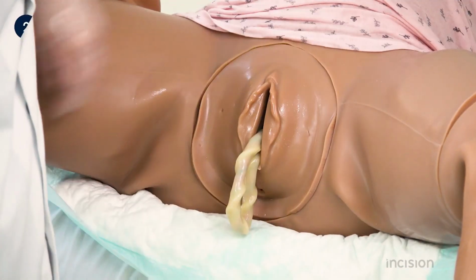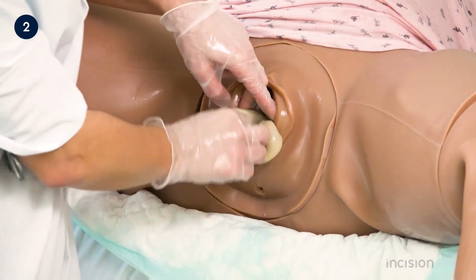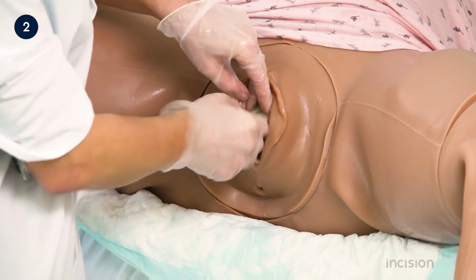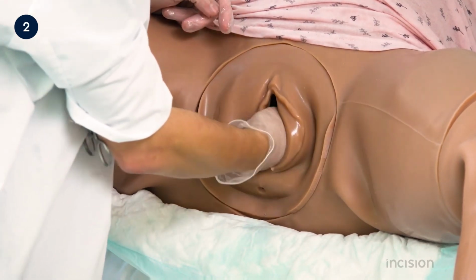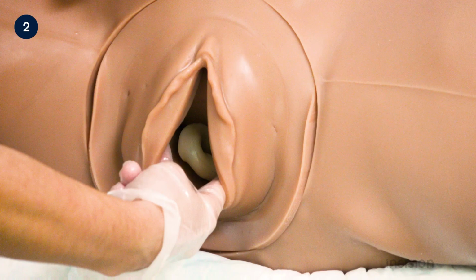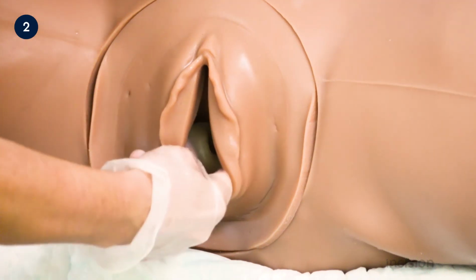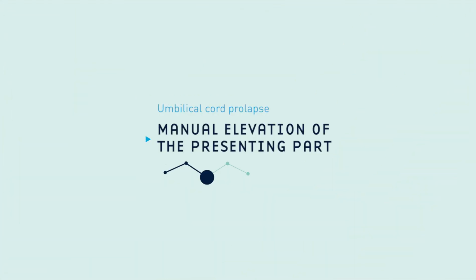If the cord protrudes outside the vagina, it may be repositioned internally in order to prevent vasospasm secondary to reduction in temperature. Care should be taken not to induce cord spasm through excessive manipulation.